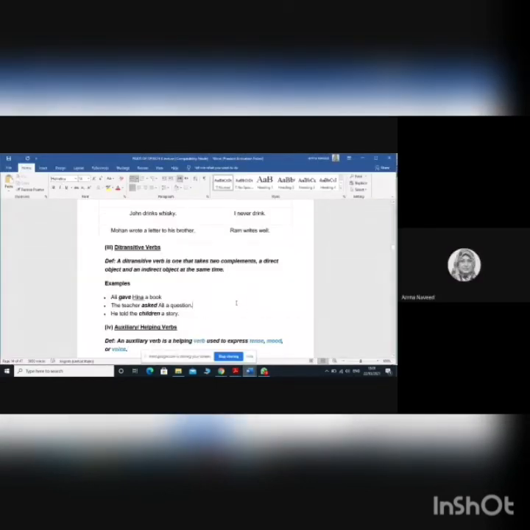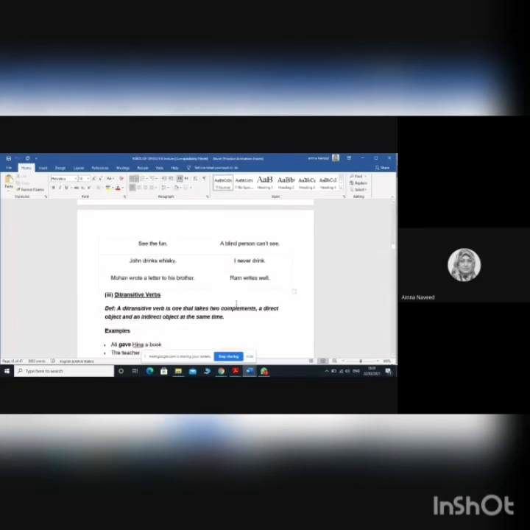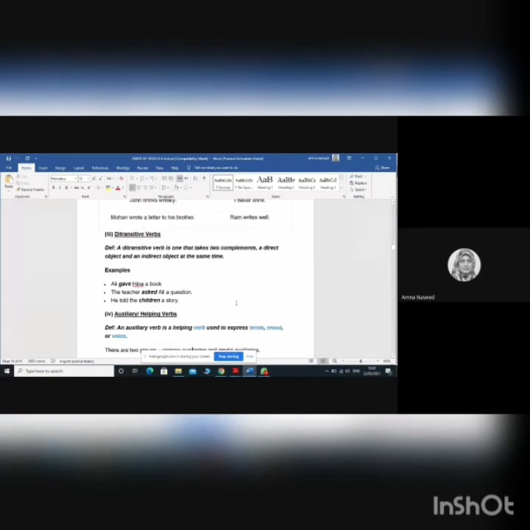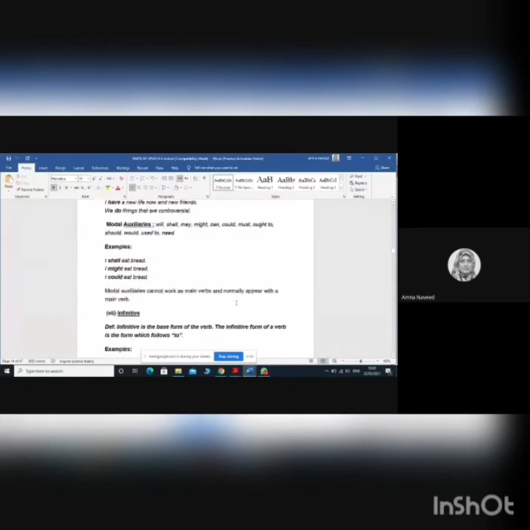You are right. Basically, there are 5 types of verbs. We have talked about transitive and intransitive verbs. Then we have ditransitive verbs. We have auxiliary or helping verbs. Similarly, we have linking verbs.